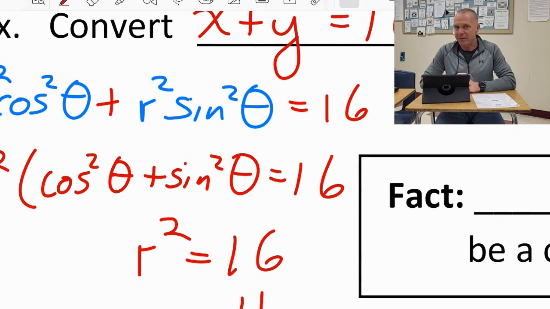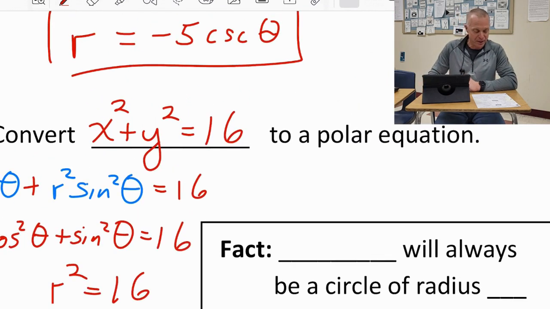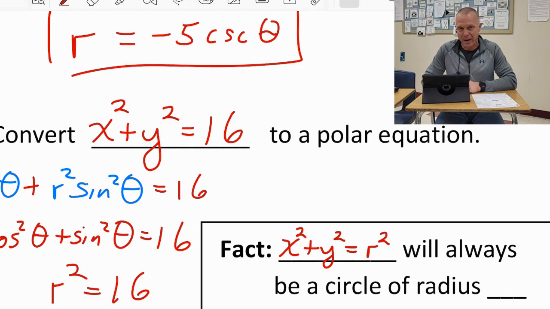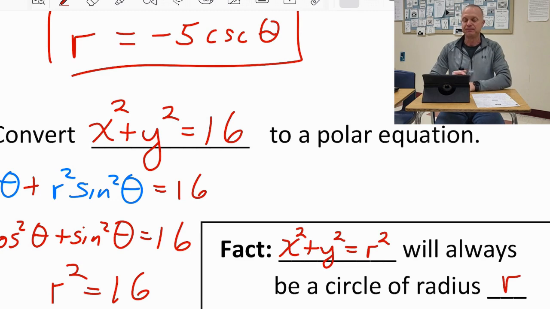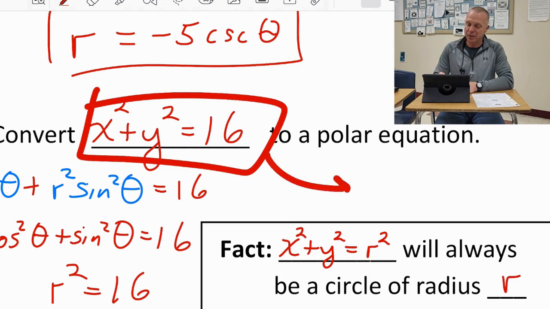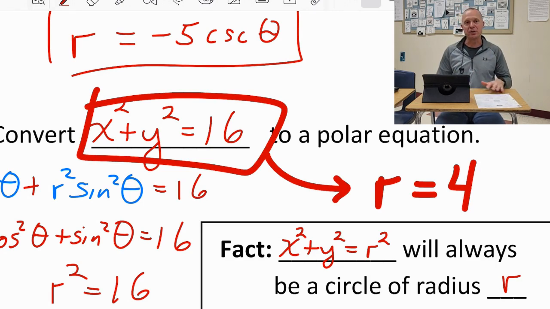And so whenever you have a formula of the form x squared plus y squared, that is always going to equal the radius squared. In other words, x squared plus y squared equals r squared is always going to be a circle with a radius of r. Am I saying that you could take x squared plus y squared equals 16 and in 5 seconds write r equals 4? I am saying that. You may use that shortcut as long as you understand that this is a circle.